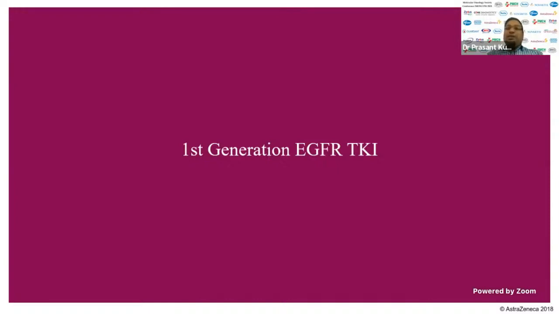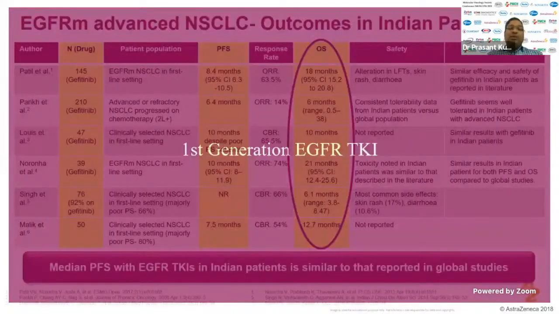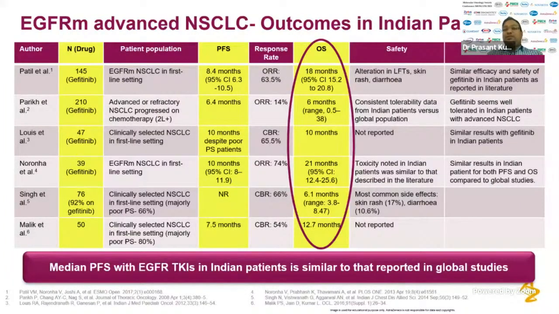Then first generation TKI, even our Indian data from some of these trials. You can see the median PFS with EGFR TKI in Indian patients is almost similar to that reported in global studies. Please go fast. I have already completed this slide. So this is the Indian data. I have already told. Next.